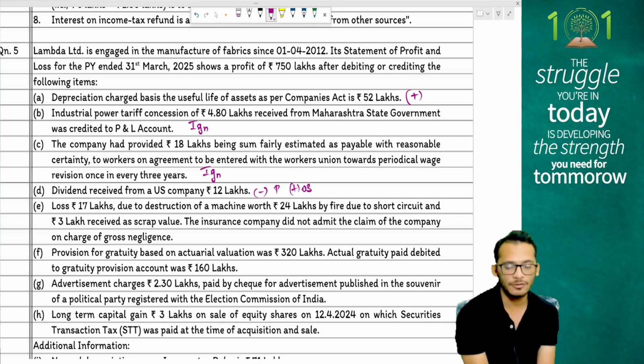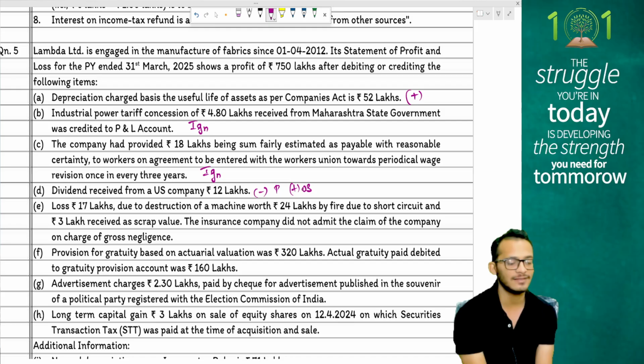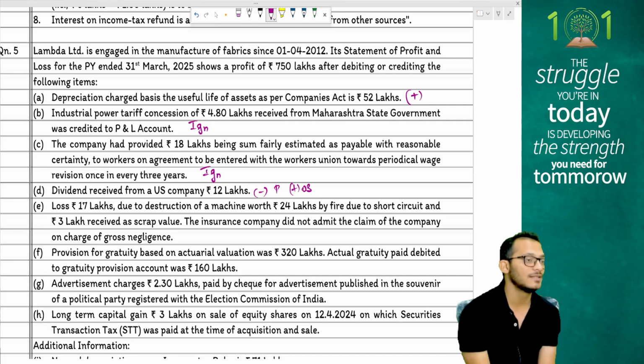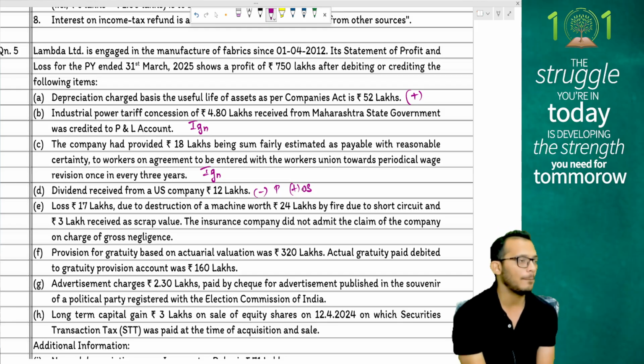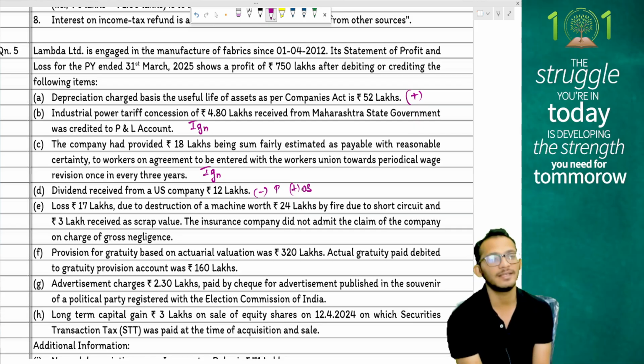Loss of 17 lakhs due to destruction of machine worth 24 lakhs by fire due to short circuit, and 3 lakhs are received as scrap value. The insurance company did not admit the claim of the company on charge of gross negligence. People, I have lost a capital asset. This is my capital gains. Agreed, not agreed? What have you lost, people? As of now, this is a capital asset and a capital gains thing.